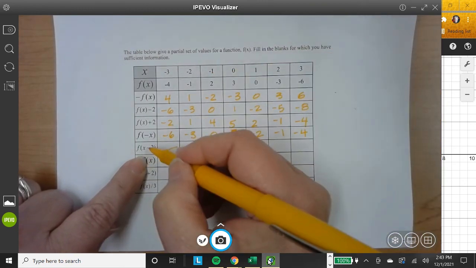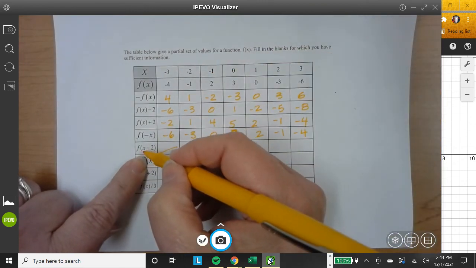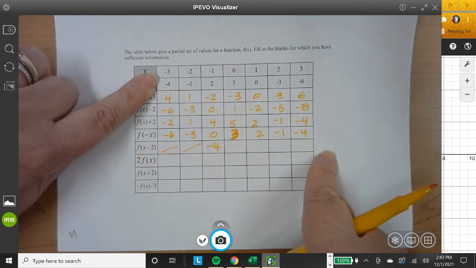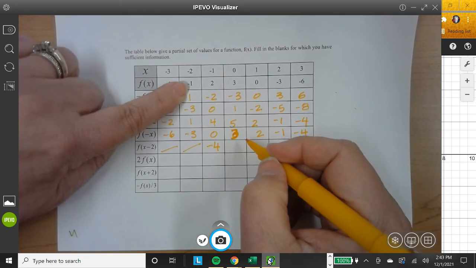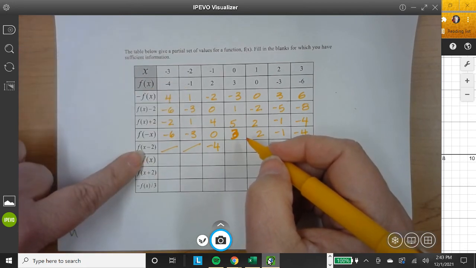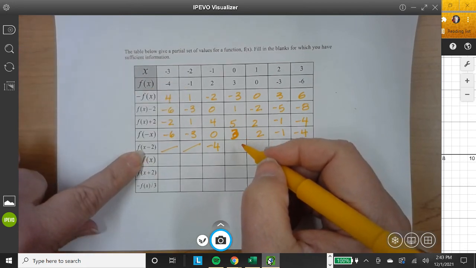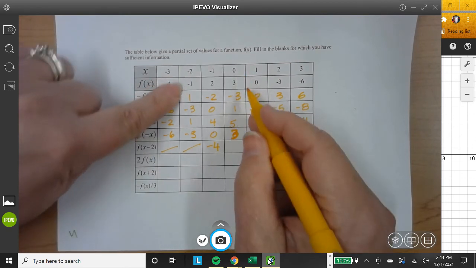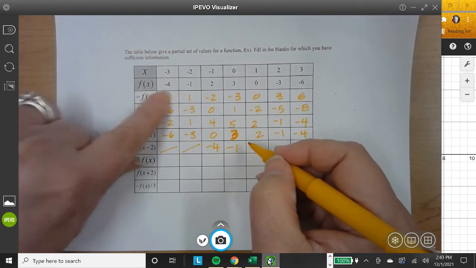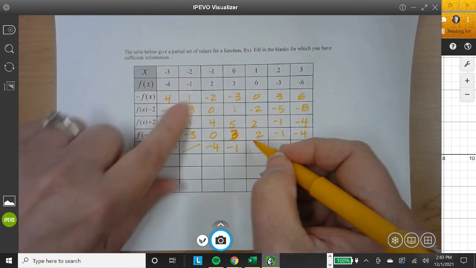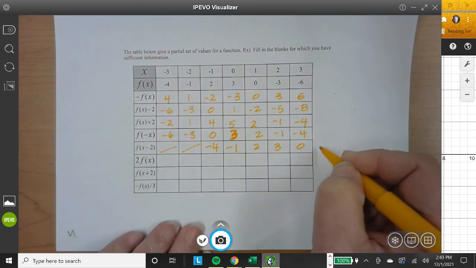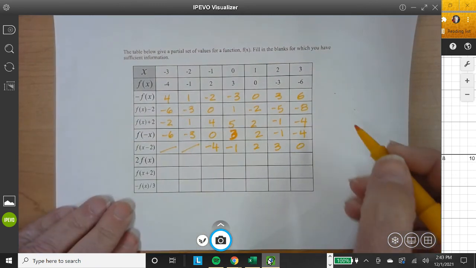f of negative 1. When I put negative 1 here, I get f of negative 3, which is negative 4, which is my shift. So now I know I can plug in 0, and f of 0 minus 2 is f of negative 2, which is negative 1. So it's confirming my shift to the right. So I'm going to take all these values and shift them to the right. And then I don't put them over here because I ran out of space, right?